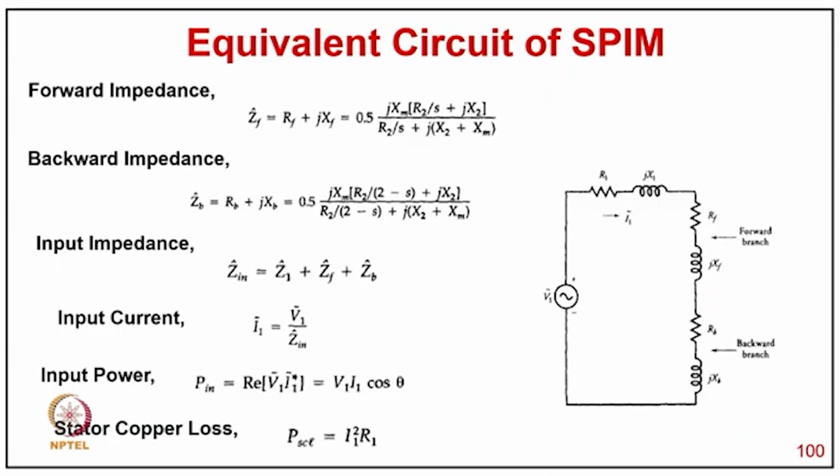Then you have the total impedance, Z1 the stator impedance plus the forward and backward field impedances, and you can find the input current I1 equals V1 upon Z in. The power is the real part of V1 I1 conjugate, that is V1 I1 cos phi, and the stator copper loss is I1 squared R1.